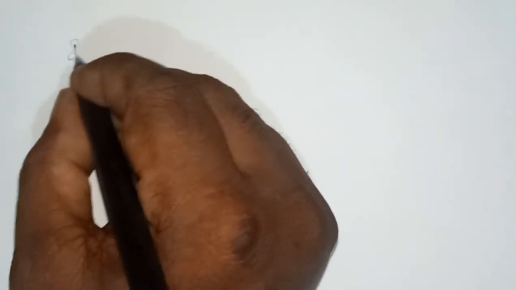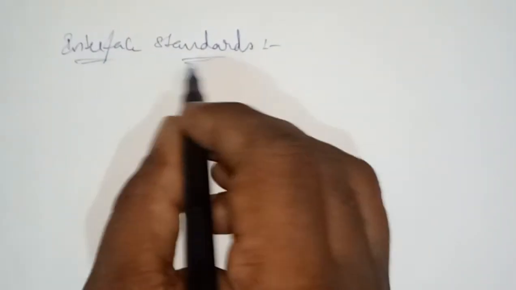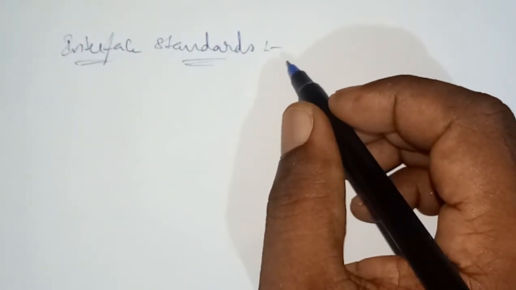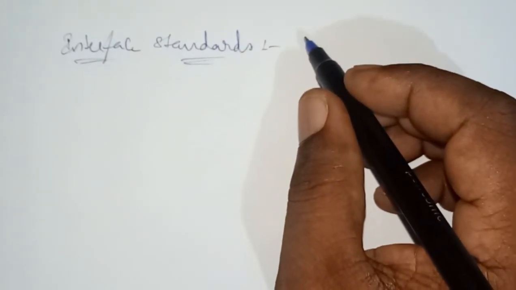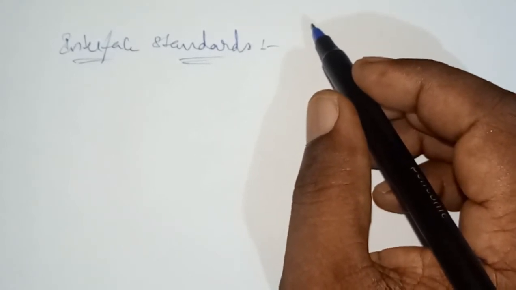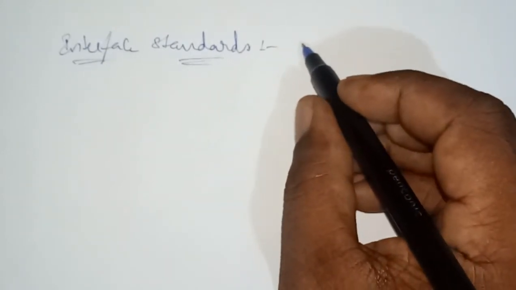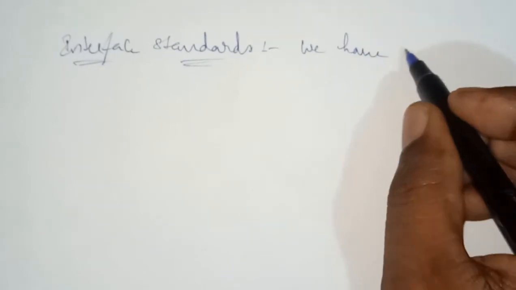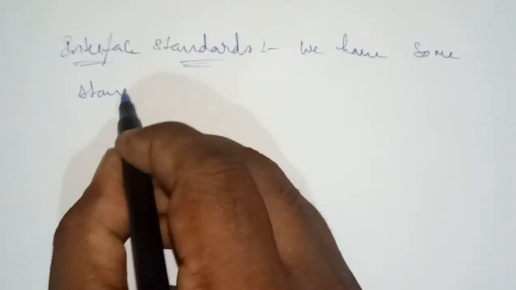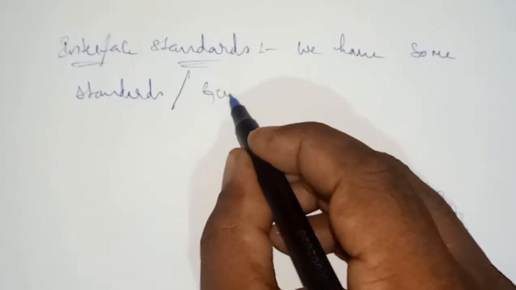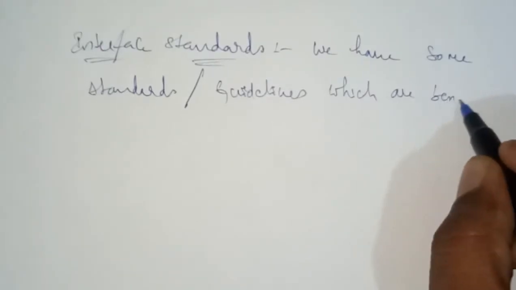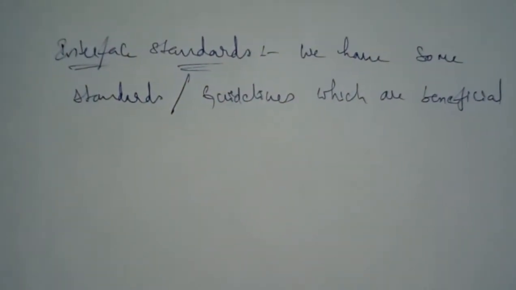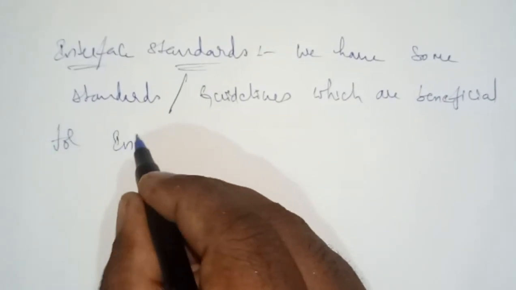Next one is interface standards. For designing a user interface, we have to follow some standards or guidelines which will be very beneficial for interface designers, so that we can differentiate a good user interface design from a bad one.